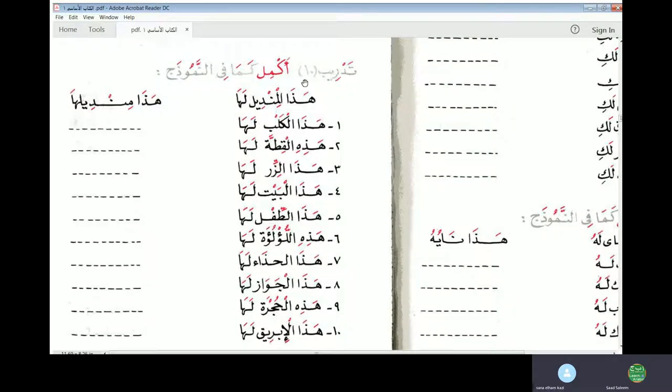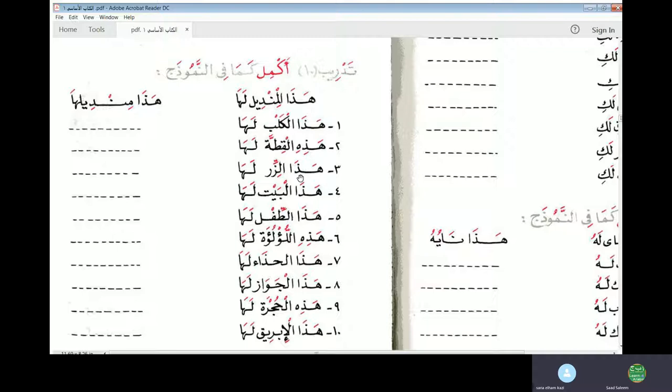تدريب العاشر. أكمل كما في النموذج. Complete like in the example. هذا المنديل لها. This handkerchief belongs to her. هذا منديلها. This is her handkerchief. هذا الكلب لها. This dog belongs to her. هذا كلبها. This is her dog. هذه القطة لها. This cat is hers. هذه قطتها. This is her cat.